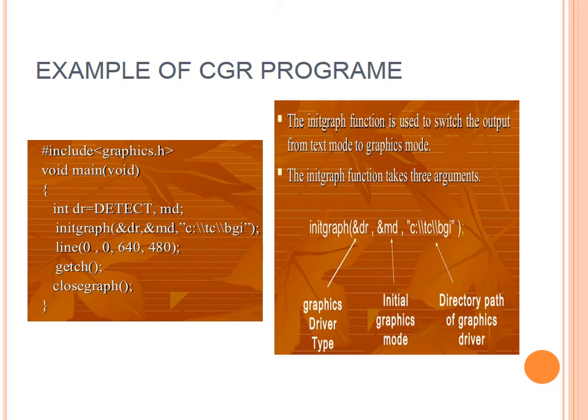So let's start with the program. #include <graphics.h>. You also write #include <conio.h> and #include <stdio.h>. Then void main, open the curly brace, int dr = DETECT, md. Here dr is the graphics driver type, and md is the graphics mode.